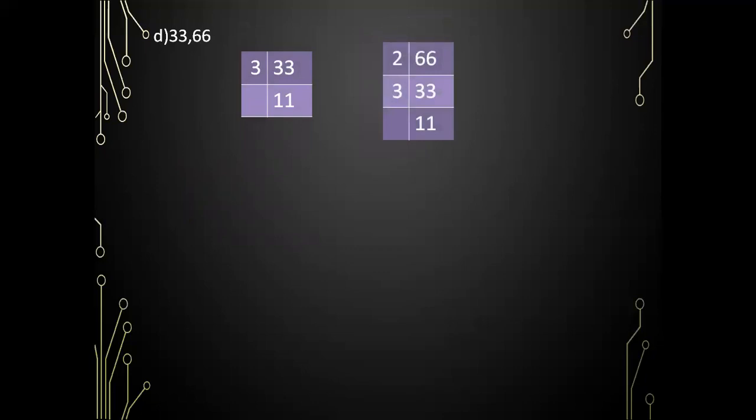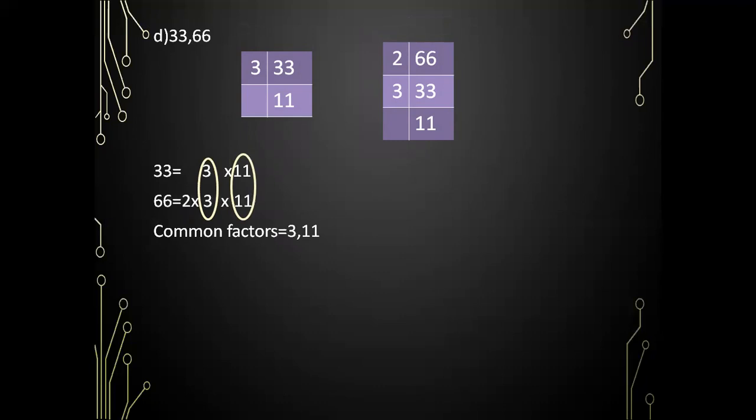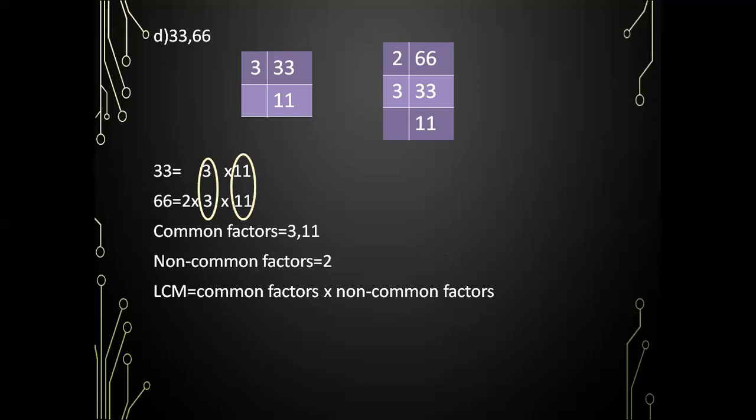And the next question is 33 and 66. The factorizations of 33 and 66 are here. 33 is equal to 3 into 11. 66 is equal to 2 into 3 into 11. And here the common factors are 3 and 11, and the non-common factor is 2. So LCM is equal to common factor into non-common factor. Multiplying 3 into 11 into 2, the product is 66. So the LCM of 33 and 66 is 66.